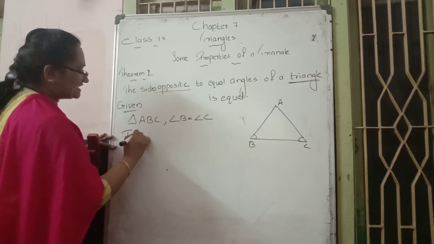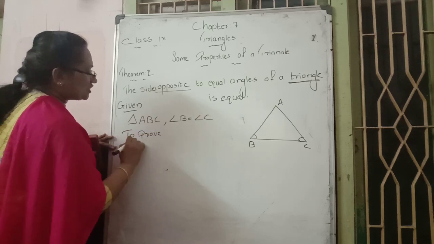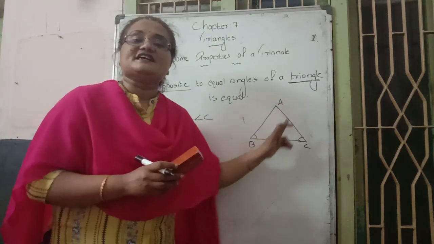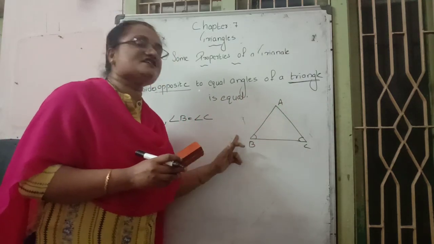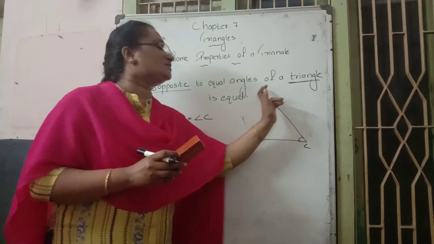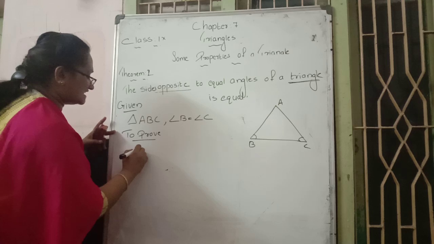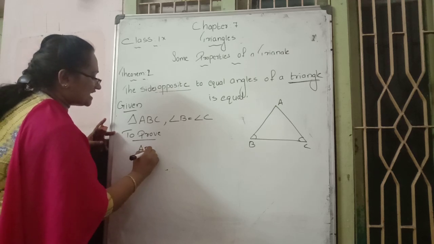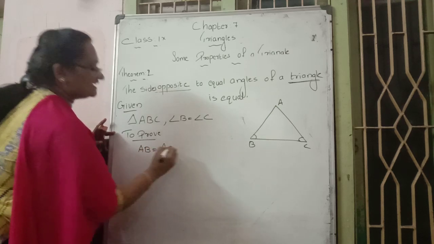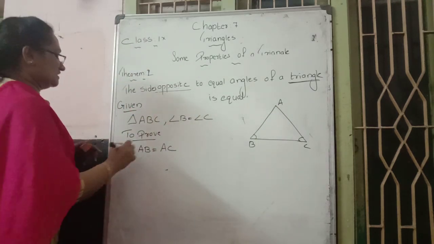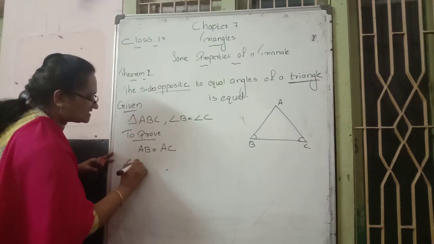Second step, what is the second step? To prove. What do they ask to prove? Equal angles have equal opposite sides. Which are the opposite sides? AB and AC. With respect to angle C, AB is the opposite side. With respect to angle B, AC is the opposite side. So we want to prove AB side and AC side are equal. Finally, we want to prove this statement. Then the next step is construction.